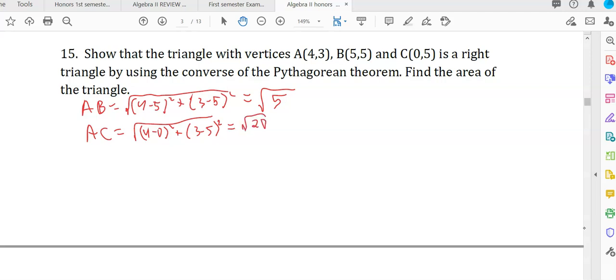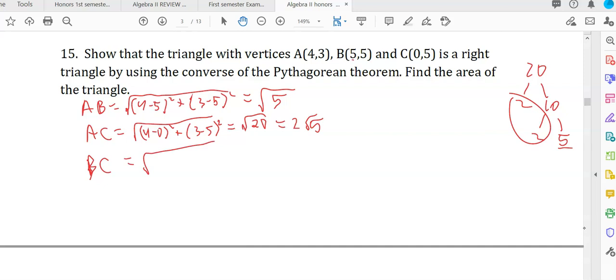That might simplify. Pair of 2's with a 5 left over, so we could write that as 2 root 5, although you might not want to. BC, square root of 5 minus 0 plus 5 minus 5. 25 minus 0 is 25, so square root of 25, which is exactly 5.